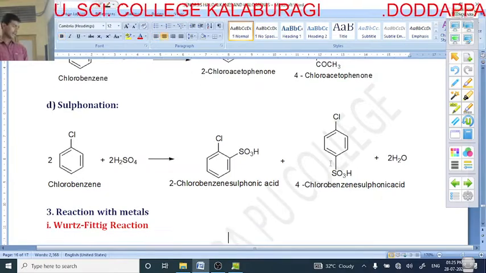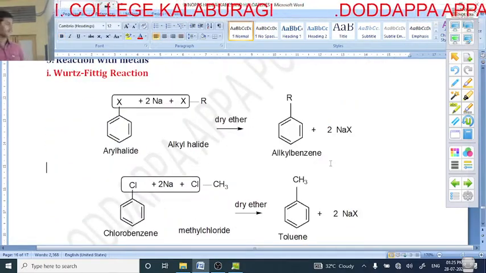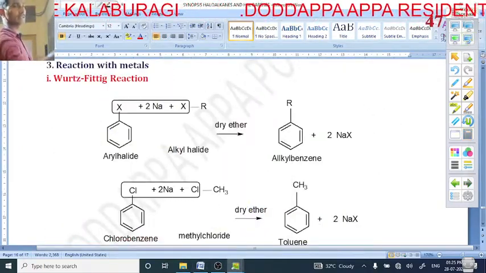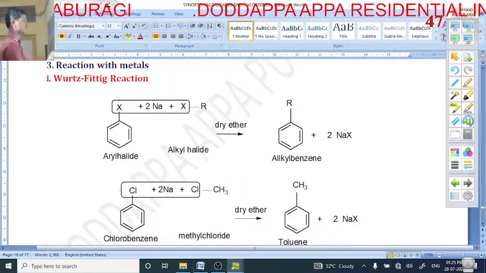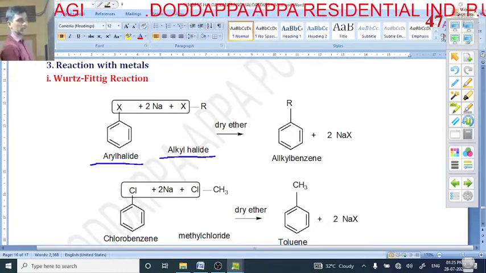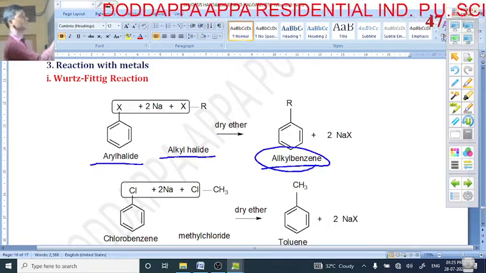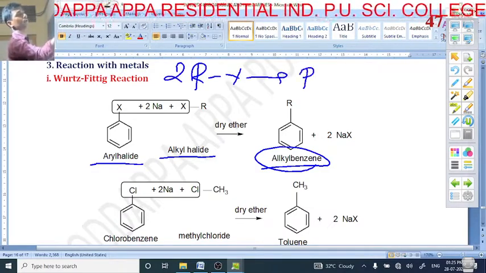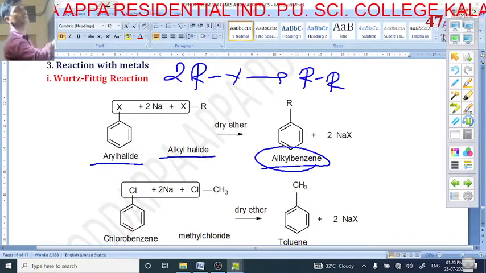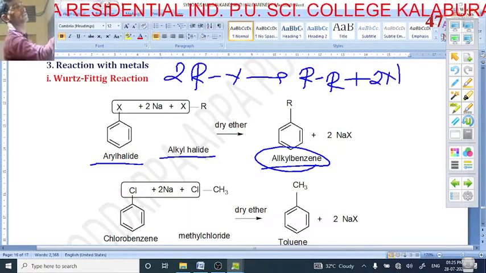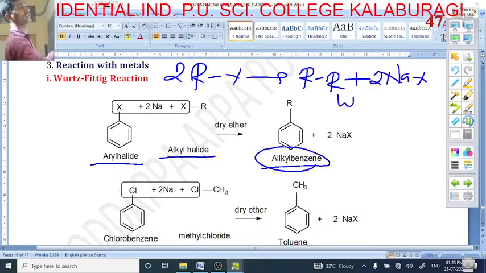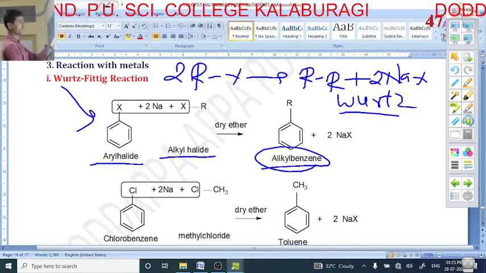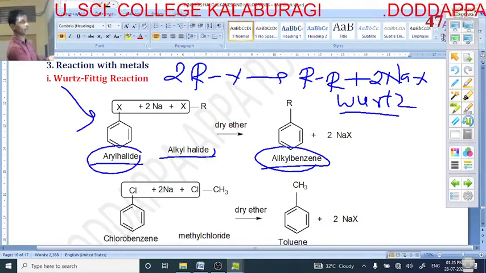The next reaction is the reaction with metal. Yes, reaction with metal. Here aryl halide reacts with alkyl halide. It gives alkyl benzene. Suppose if both are alkyl halide plus 2 Na, it is called the Wurtz reaction.